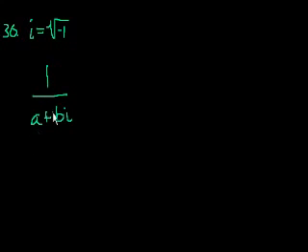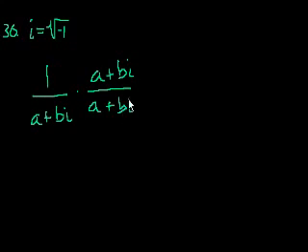Well, once again, if they want us to rewrite this, they probably just want us to get rid of the i's in the denominator. So we multiply times the conjugate of this complex number. So we multiply times a minus bi, the conjugate over the conjugate, right? A plus bi. The conjugate isn't this whole thing.